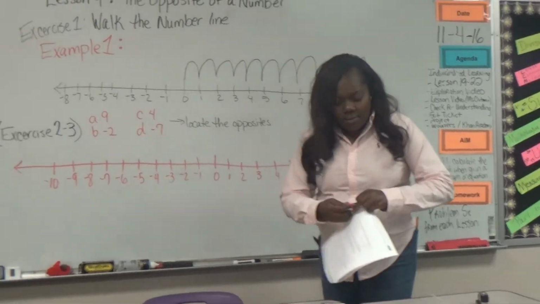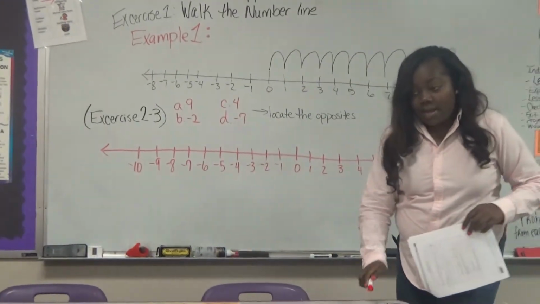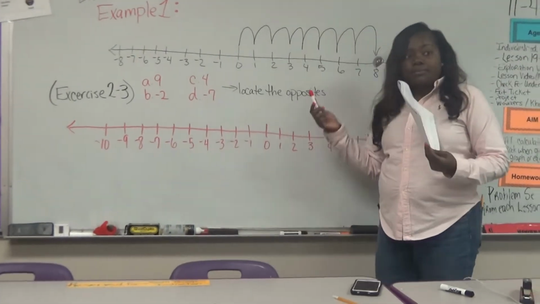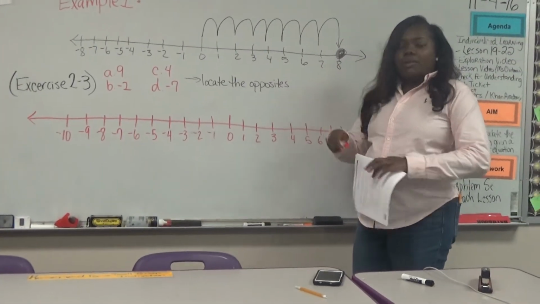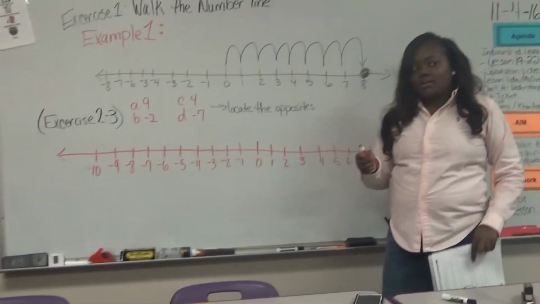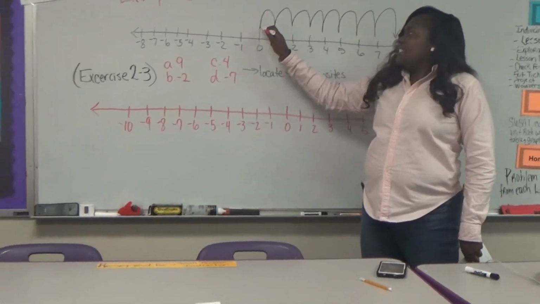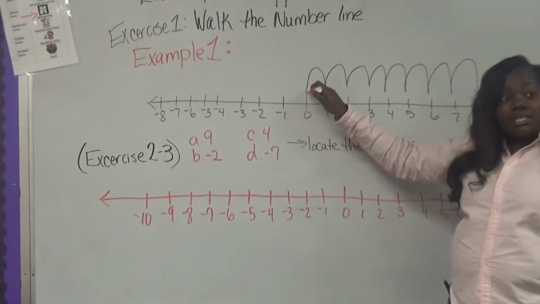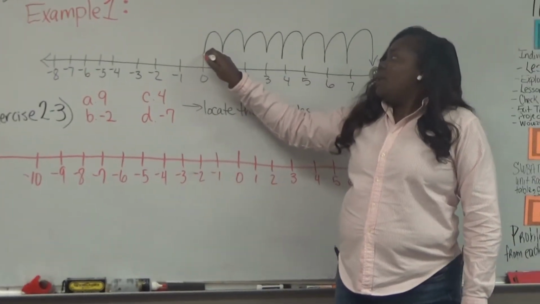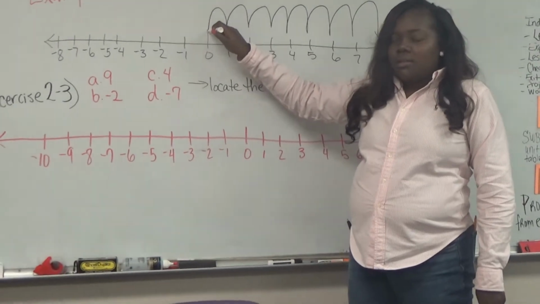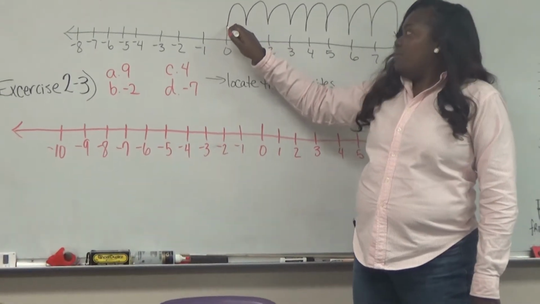Now let's see how many units it takes us to make it to a negative 8, because that is the opposite of what? A positive 8, right? So, where will I start? I'm going to start at 0. Remember, we always start at 0, okay? And which direction will we go? To the left or to the right? The left. The left, because this is where my negative numbers are located.